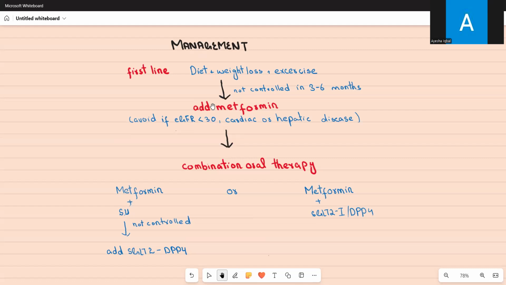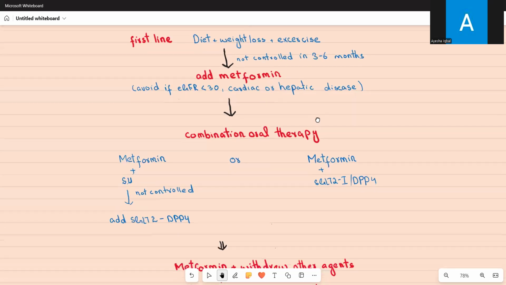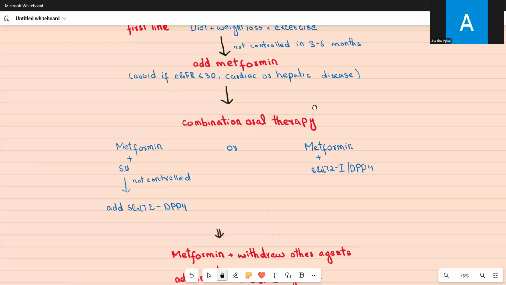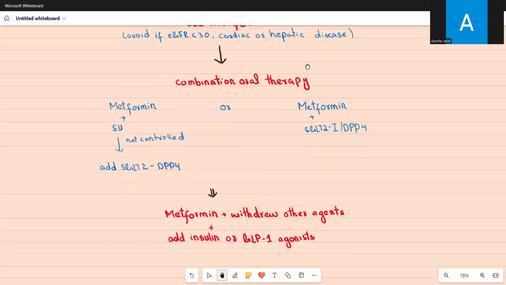But you need to ensure that the patient's eGFR is more than 30, because if eGFR is less than 30, or the patient has a cardiac disease or hepatic disease, then we can't give metformin because of the increased risk of lactic acidosis in these patients. After metformin, you will wait for another 3 to 6 months. If the patient's HbA1c is still not controlled, then you will proceed to combination oral therapy. Metformin was oral monotherapy, and now you will go to oral combination therapy.